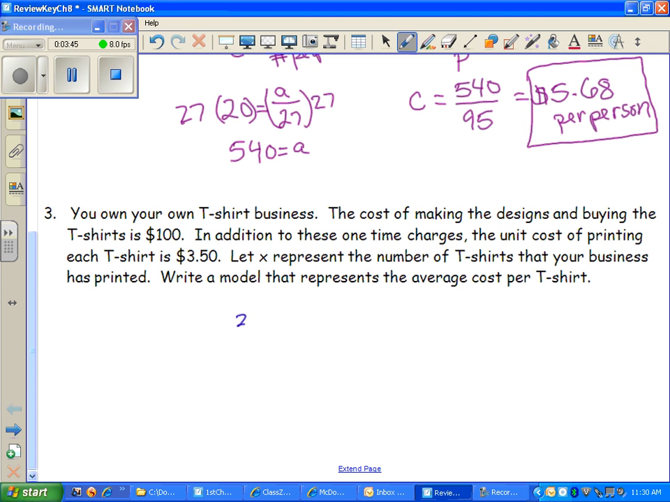So you're going to have to say $3.50 are printed on each one. So 3.50 times X. Write a model that represents the average cost per shirt. Now don't forget, this was just to print on the shirts. You also paid an additional $100 for buying the materials and making the design. So if we want the average cost per t-shirt, that means we're going to need to divide this amount by the number of shirts. So remember that X is the number of shirts printed.